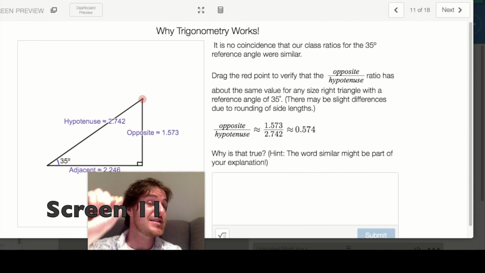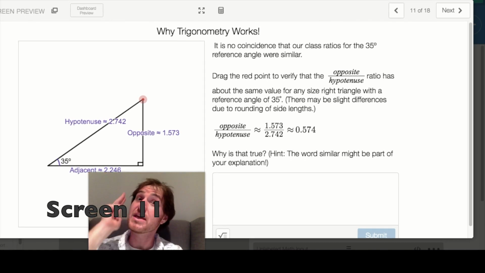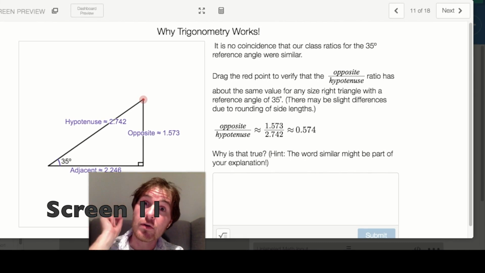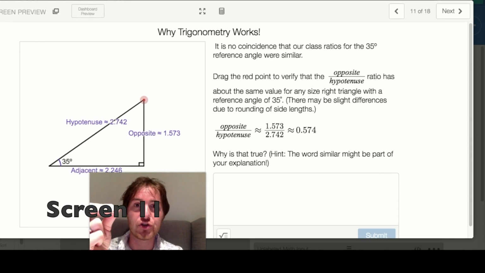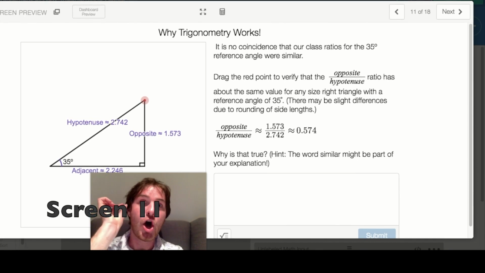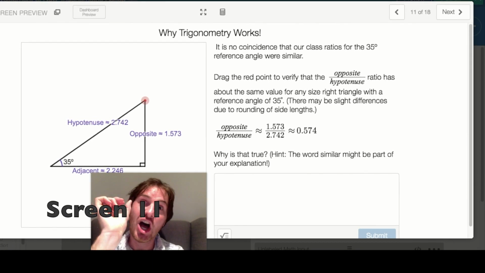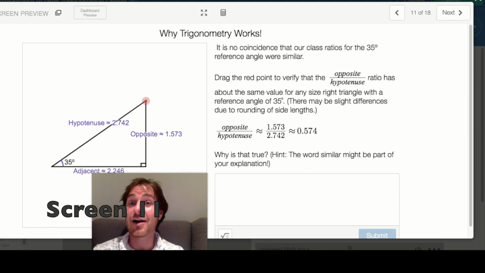The stuff we're going to study this year is just these three ratios. The opposite over adjacent ratio, which is called the tangent ratio. Okay, opposite over adjacent, tangent. Toa, because T stands for tangent, O is opposite, and A is adjacent. Okay, TOA.